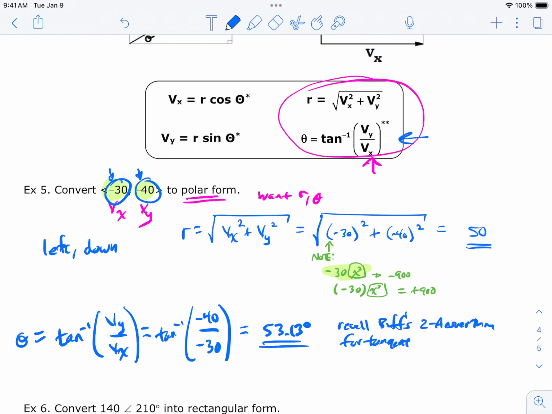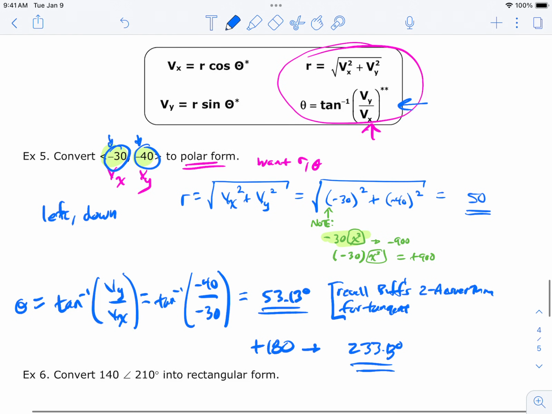Sometimes when you hit shift tangent, the calculator gives you the right answer, and sometimes it gives you exactly the wrong direction. You have to add 180 to get, what would that be, 233.13 degrees. Is that right? Yeah, 233. That's the right direction because this is left and down, and that's what we want, left and down.